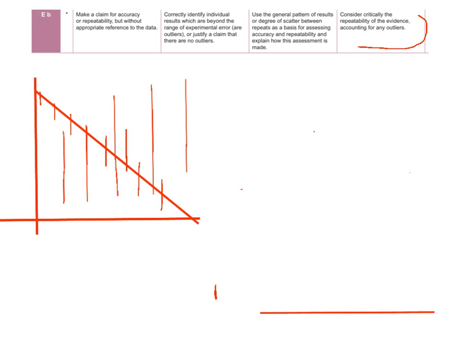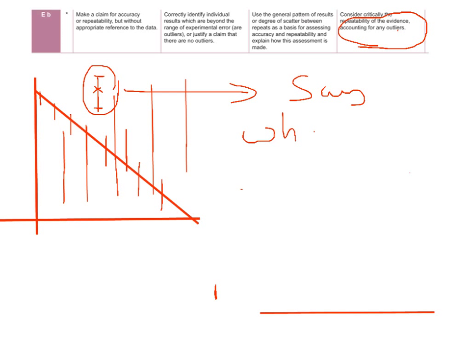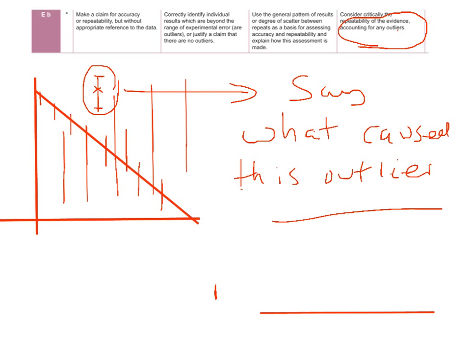Note here as well, you've got to account for any outliers. So let's say with this particular data, which you've been saying how great it is, you had one set of data here. This you've got to account for. So you need to say what caused this outlier or anomaly. It means the same thing in this context at key stage 4.